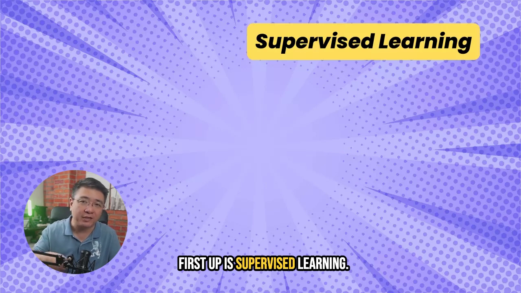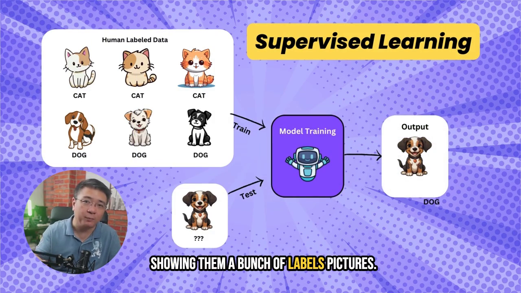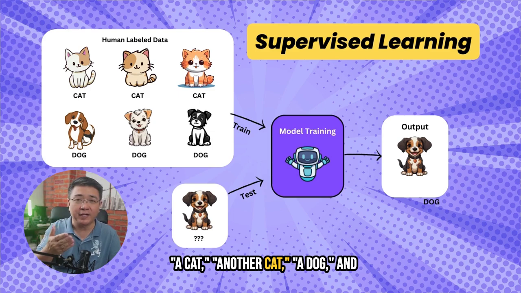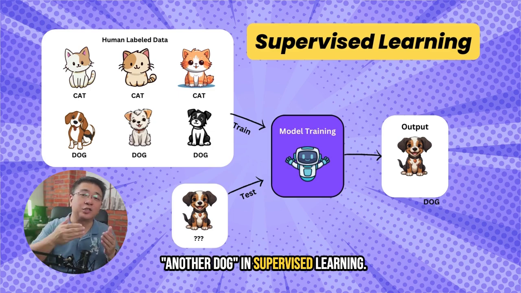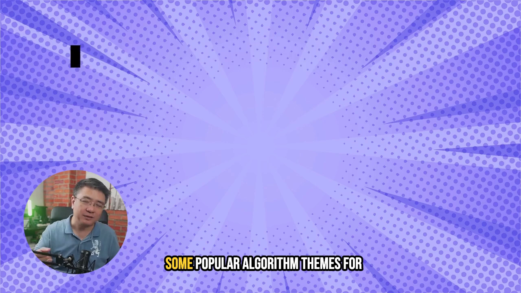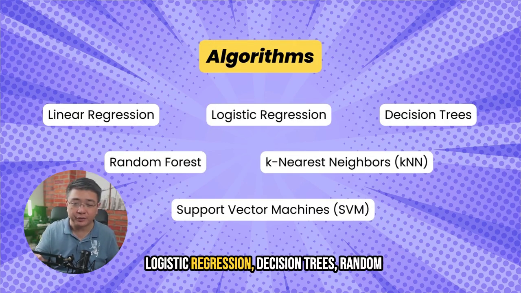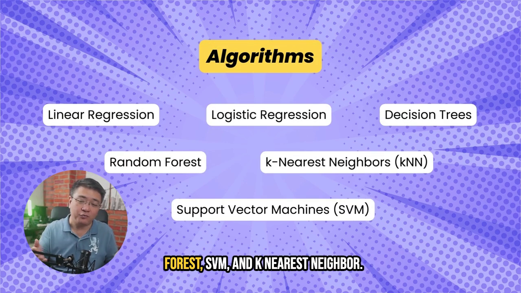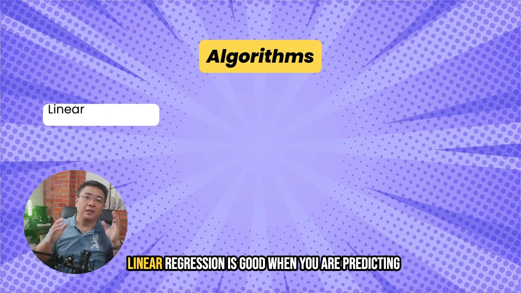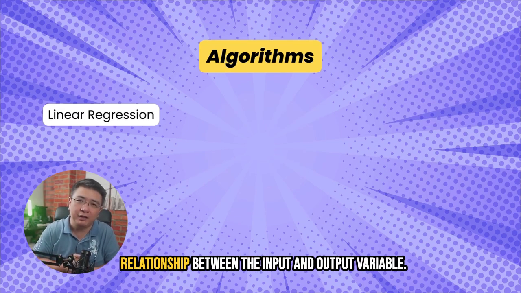First up is supervised learning. Just like when you are teaching a child by showing them a bunch of labeled pictures, a cat, another cat, a dog, and another dog, in supervised learning, the AI is like the child. It learns by example. Some popular algorithms for supervised learning include linear regression, logistic regression, decision trees, random forest, SVM, and k-nearest neighbor.